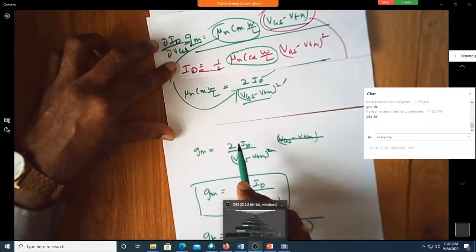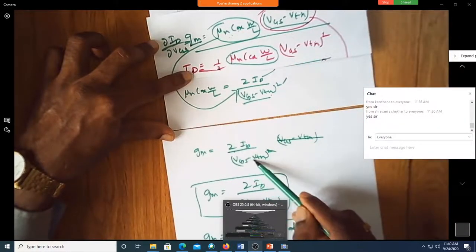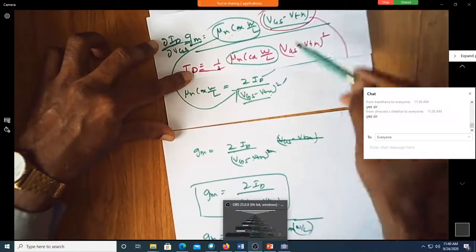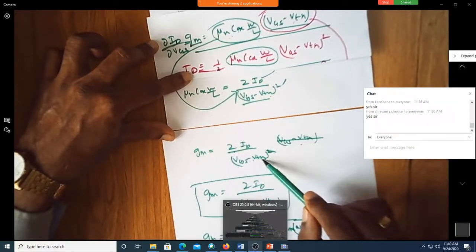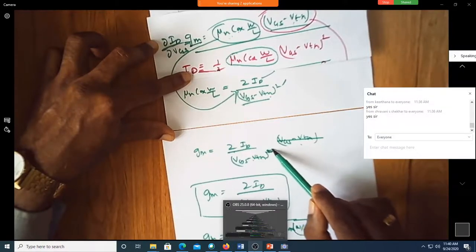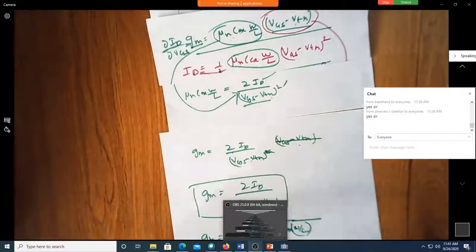So you are replacing mu n Cox W by L as 2 ID over VGS minus VTH whole square, and you retain this VGS minus VTH as it is. So this will go, because this is a square. I'm cancelling the square with this, so you end up with 2 ID by VGS minus VTH.